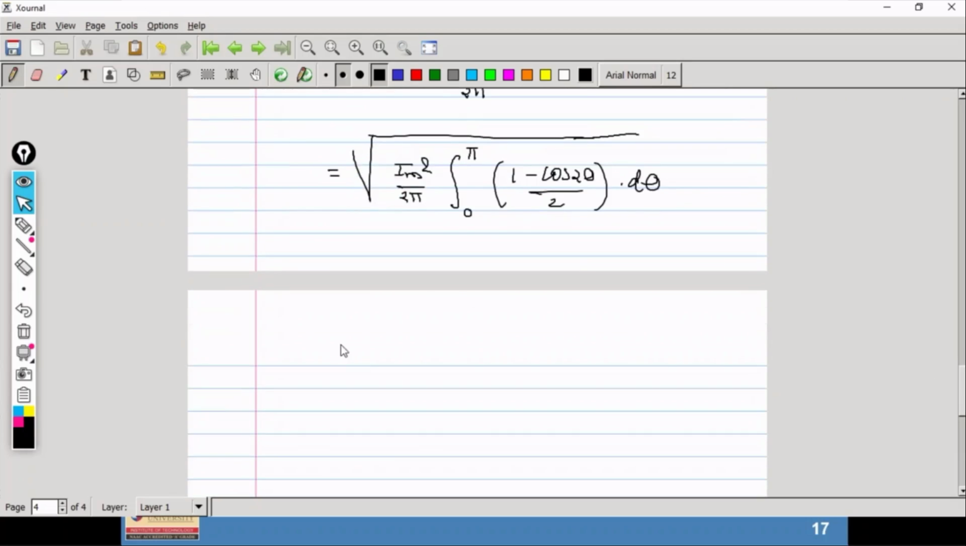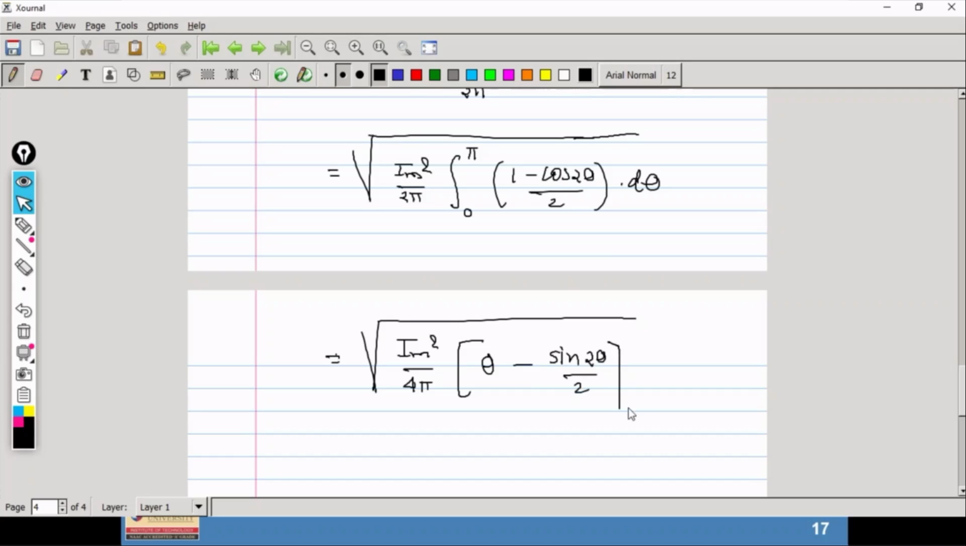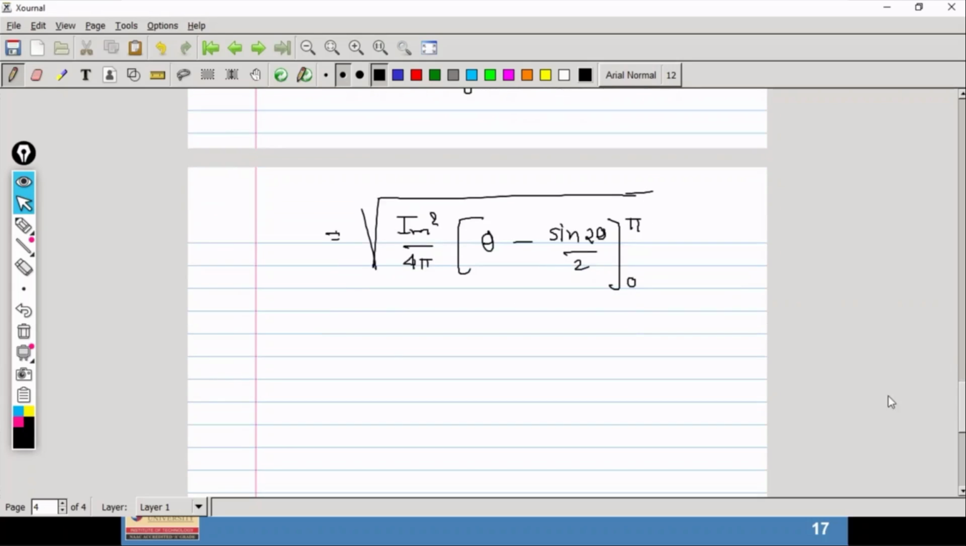So from this expression, we can also write, please solve it. So under root of Im square upon 4 pi. So integration of this is theta minus sin 2 theta by 2, from 0 to pi here. Please solve this.